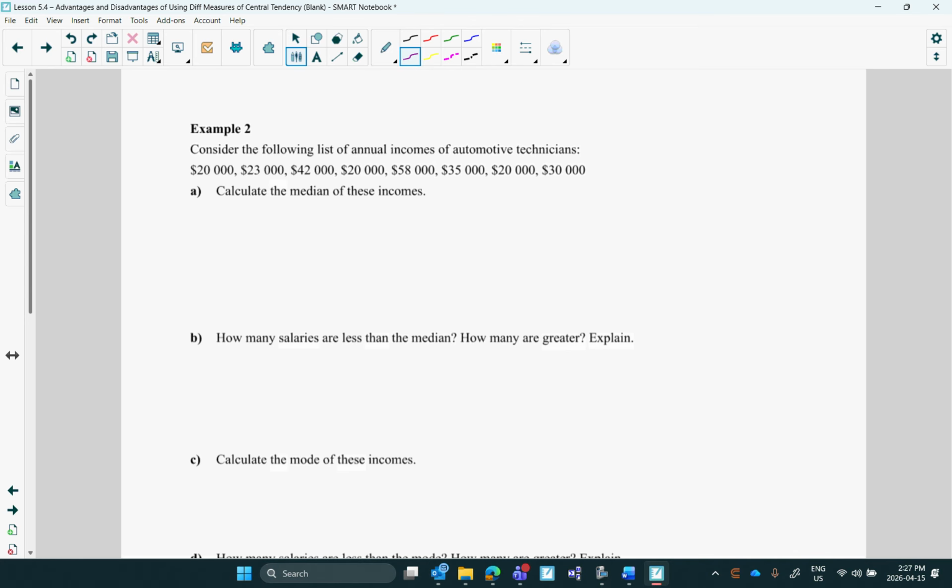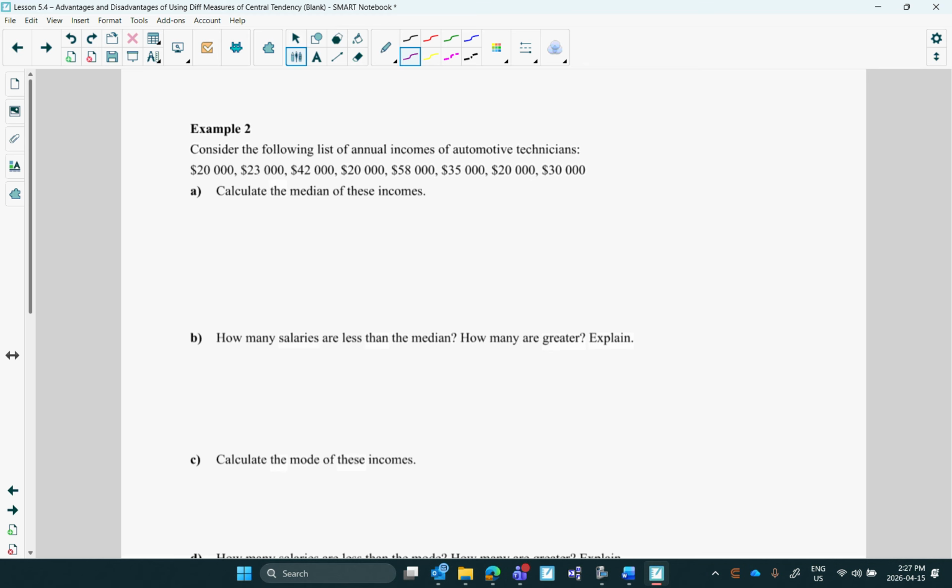Okay, in this example we've got a list of annual incomes, and I'm not going to go through the whole process of calculating mean and median. I'm just going to give you the numbers because you should know how to do it.